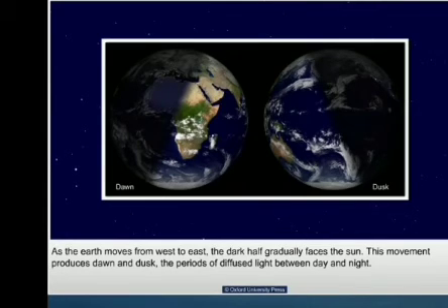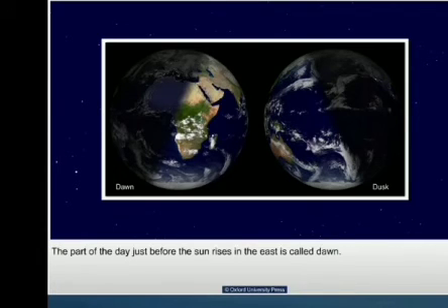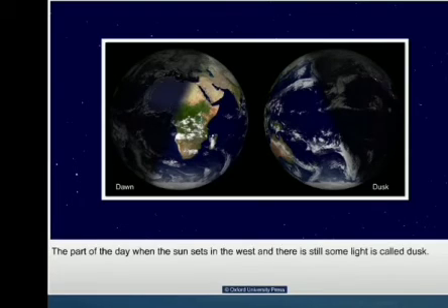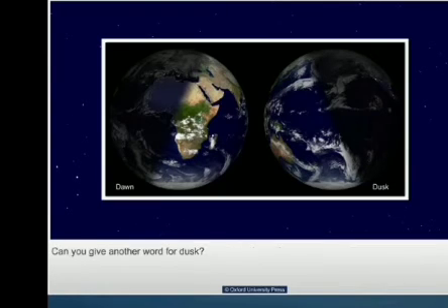This movement produces dawn and dusk, the periods of diffused light between day and night. The part of the day just before the Sun rises in the east is called dawn. The part of the day when the Sun sets in the west and there is still some light is called dusk. Can you give another word for dusk? Another word for dusk is twilight.